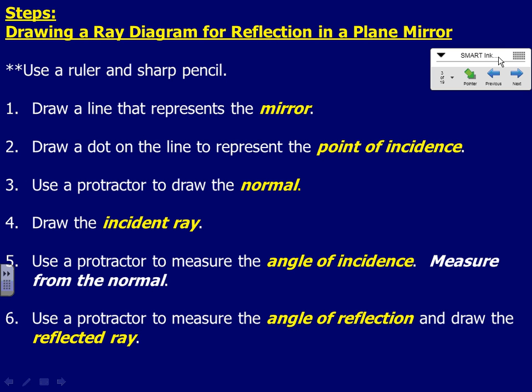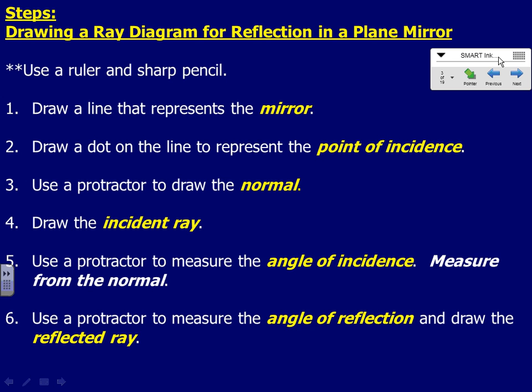Because I could give you this picture. And there's a little assignment at the end that I ask you to do where I don't give you the normal first. So in this case, we have to locate the normal. The point of incidence is defined as being that point where it hits. So we don't have to find it. So let's draw the normal first.